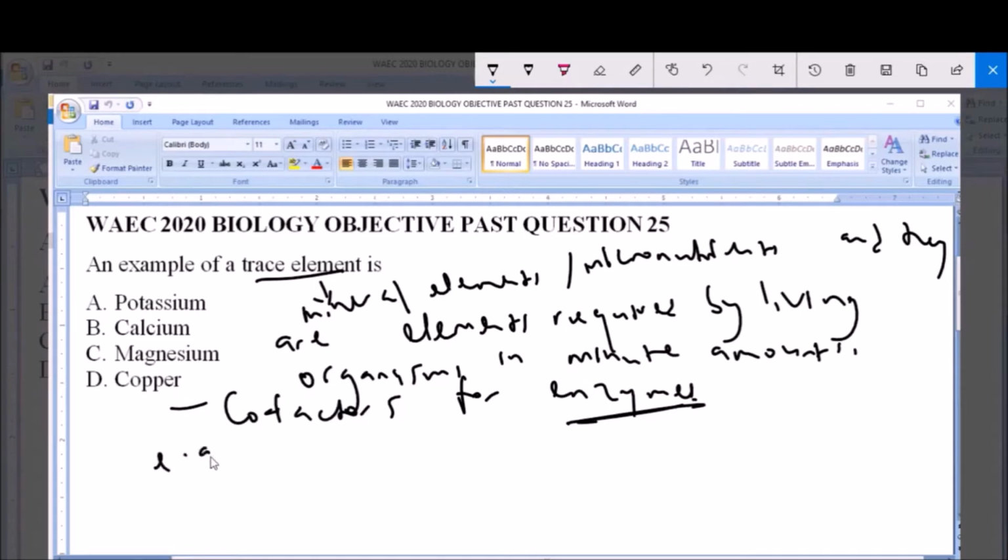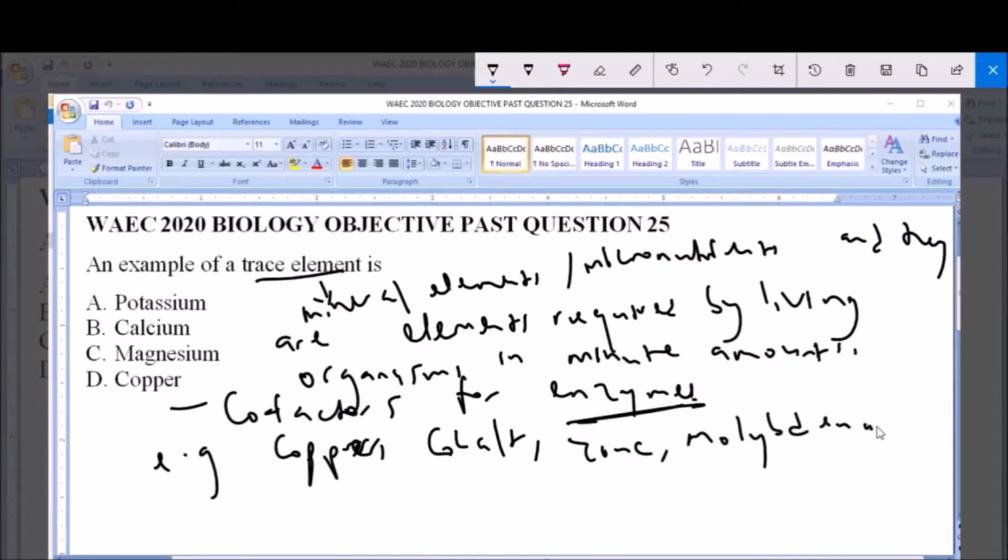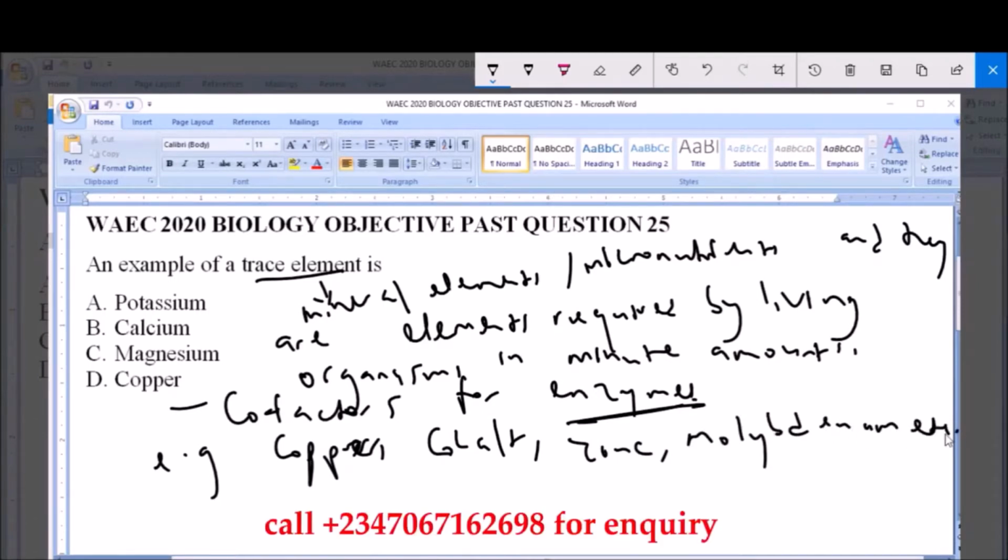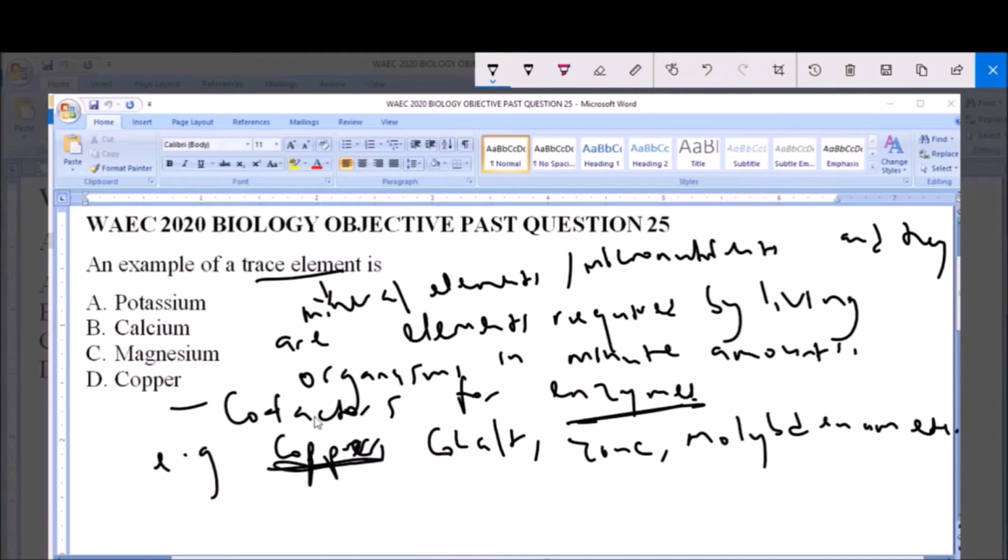Now, examples of trace elements include copper, cobalt, zinc, molybdenum, etc. So among the options, we have mentioned copper. So copper is one of the popularly known trace elements. So copper is option D. Option D, copper is an example of a trace element.